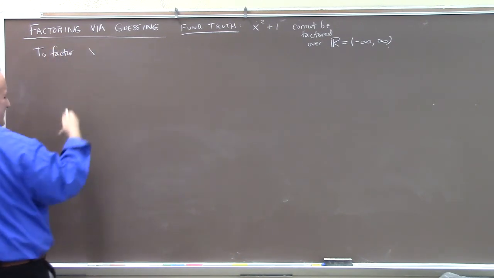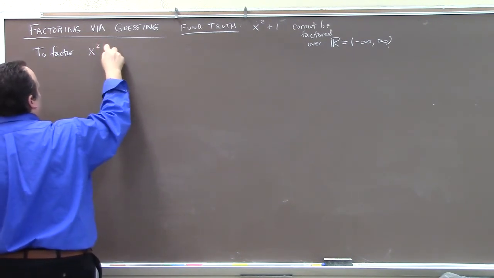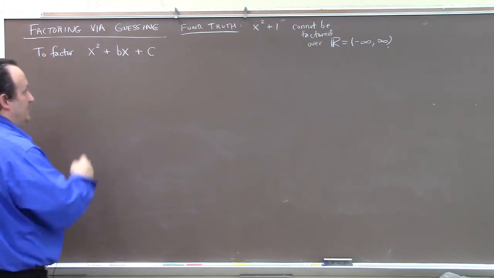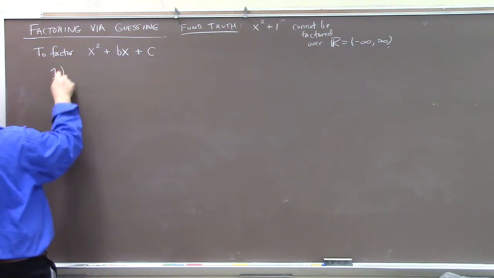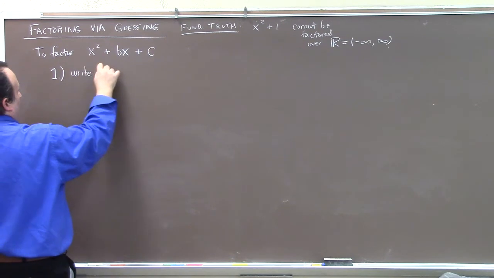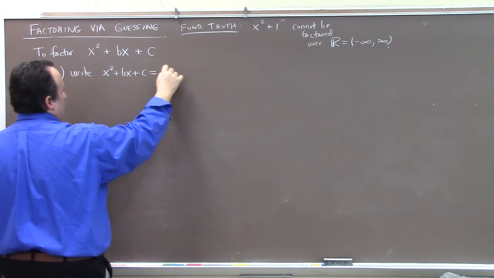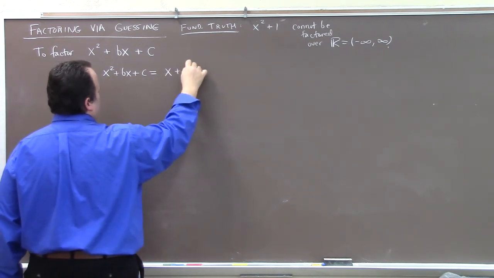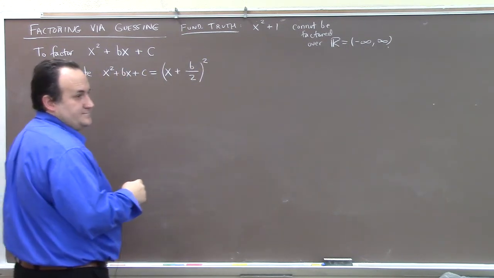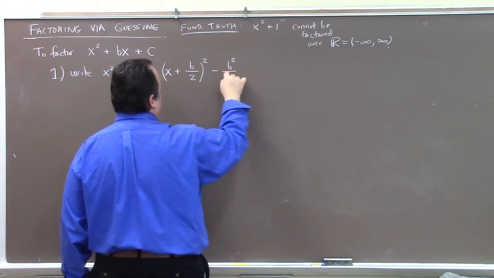To factor x squared plus bx plus c, all right? Step number 1, write x squared plus bx plus c equals the quantity x plus b divided by 2, squared, minus b squared over 4, plus c.